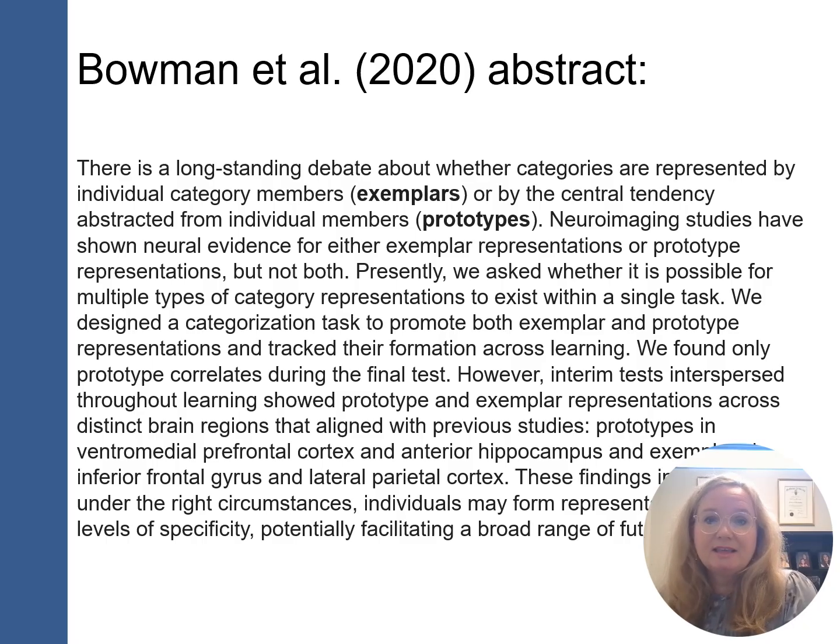And so in this study, they asked whether it was possible for multiple types of category representations to exist within a single task. They designed a categorization experiment to promote both exemplar and prototype representations and then tracked their formation across learning. And they found only prototype correlates during the final test. However, interim tests interspersed throughout learning showed prototype and exemplar representations across distinct brain regions that align with previous studies. So in other words, what they found is that we might be doing both, and that there are certain brain regions that are contributing to the learning of one type or the other.